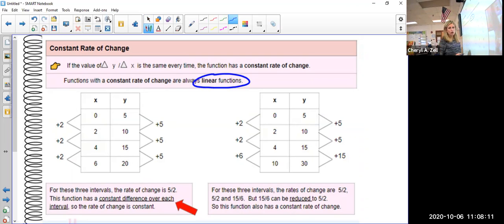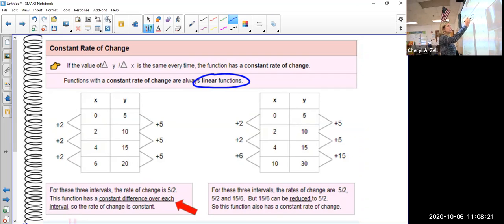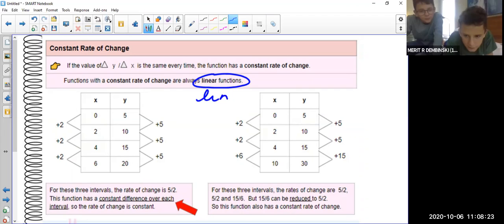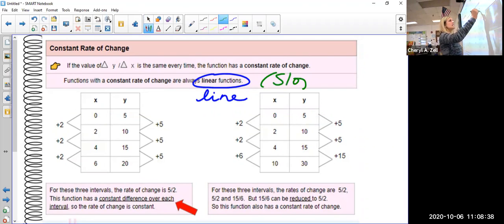Do you see a word inside the word linear? Line, yeah. There's a line. So a linear function will form a line. That's what linear means, line. So when you have a constant rate of change, it's going to form a line, which you're going to learn about slope, because in order to find slope, you should be able to see a line, right? How steep is the line?